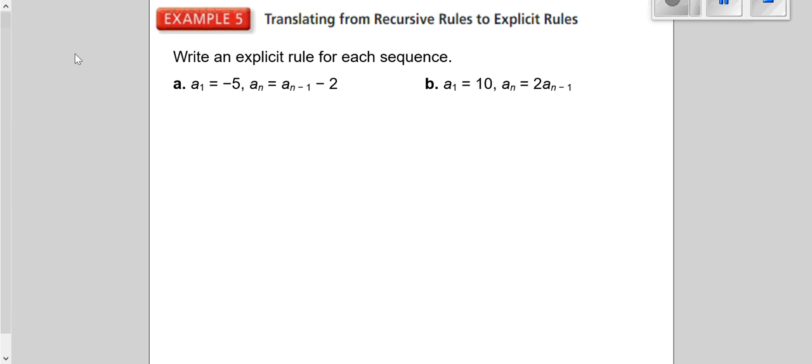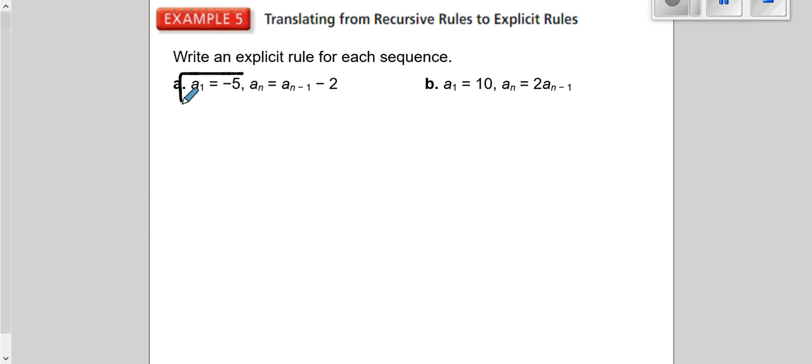Number 5, translate from a recursive rule to an explicit rule. So now we're going the other way. Whenever you learn something in math class, you will almost always have to learn how to do it backwards. When we learned how to add, eventually we learned how to subtract. When we learned how to multiply, we learned how to divide. So if we're going from explicit to recursive, we also have to go from recursive to explicit.